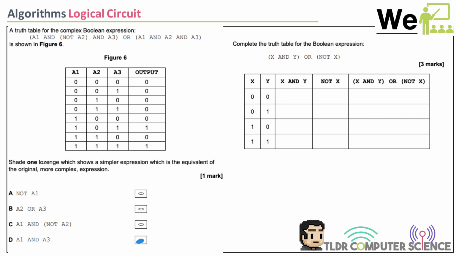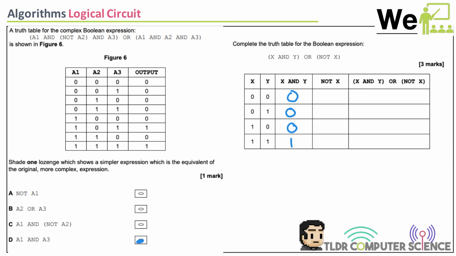D. So finally, complete the truth table for this expression. We do it in stages. First of all, it's X and Y. Essentially, this is getting you to remember your truth table for AND. When it's 0 and 0, the output would be 0. If it's 0 and 1, if it's 1 and 0, if it's 1 and 1, 1. That's 1 mark, easy money.